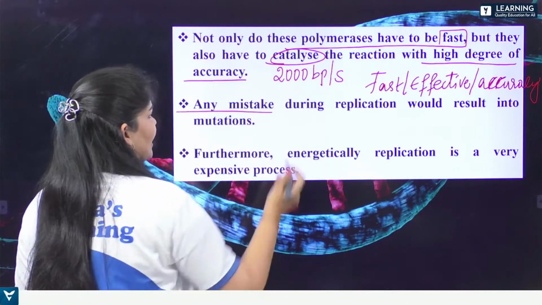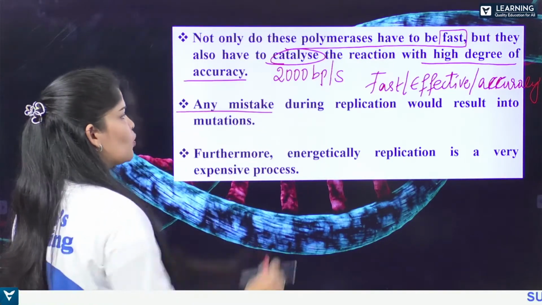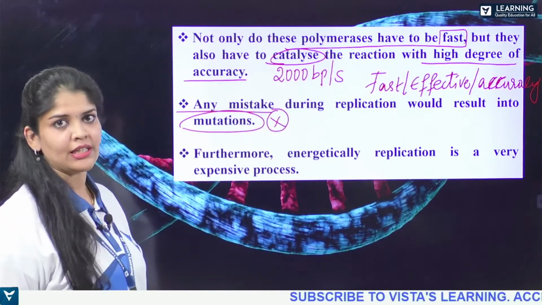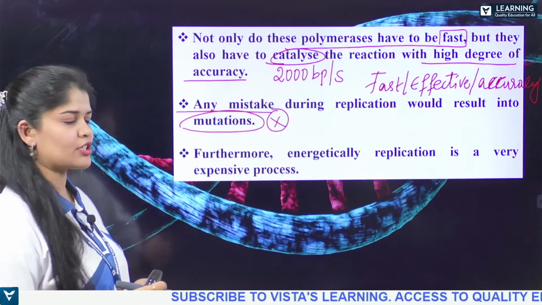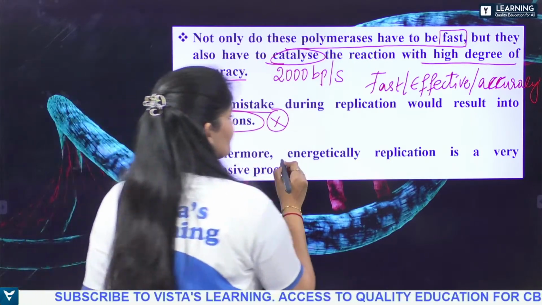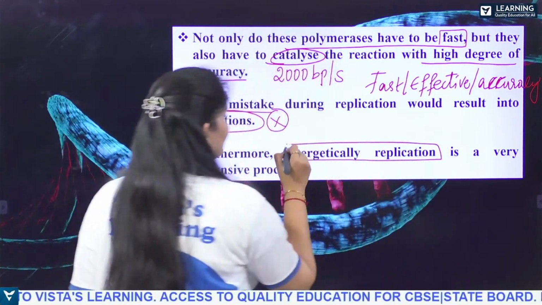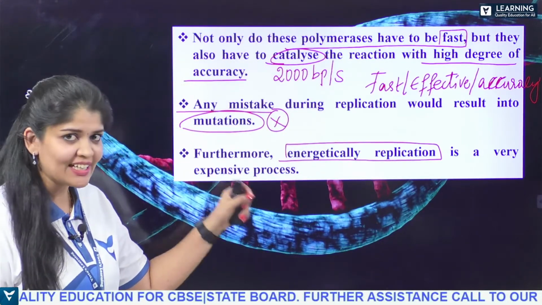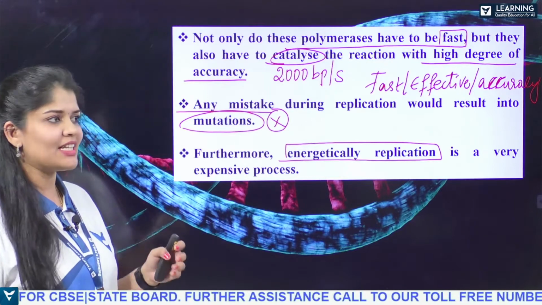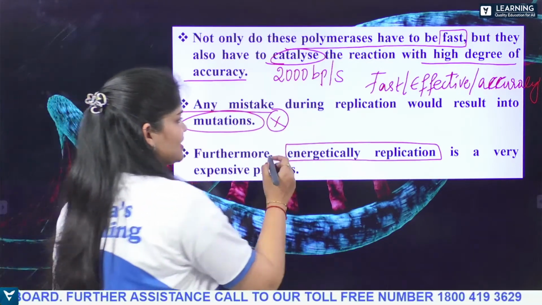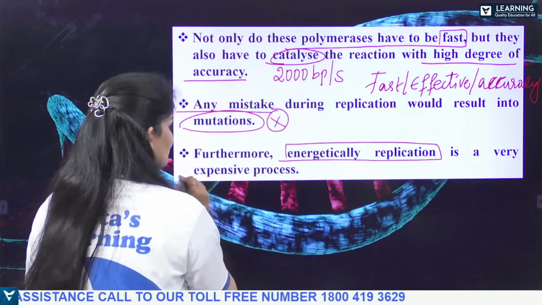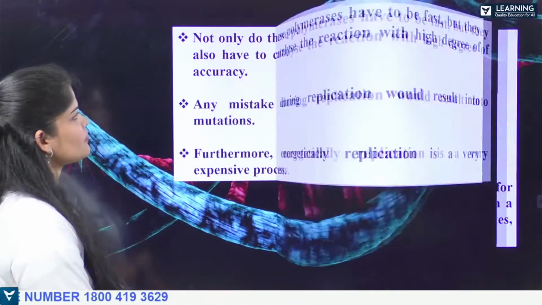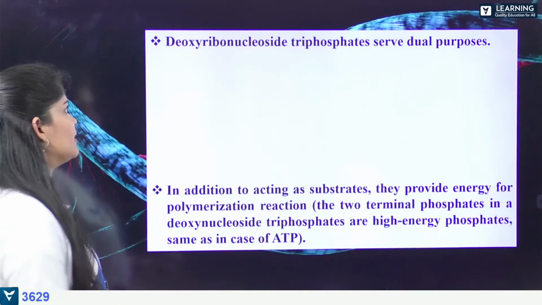Any mistakes, any errors during replication would result in mutation, a very deteriorating condition for the DNA structure. Furthermore, DNA replication is a very expensive procedure. It requires ATP. Energy is utilized. Energetically, replication is a very expensive process. It requires ATPs.